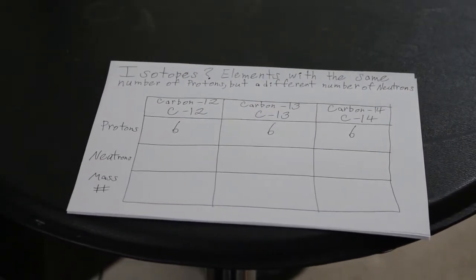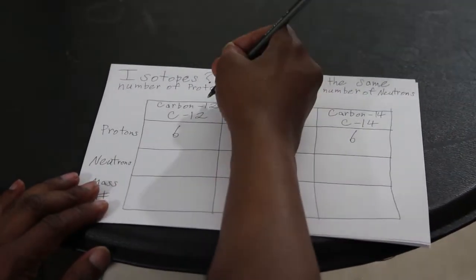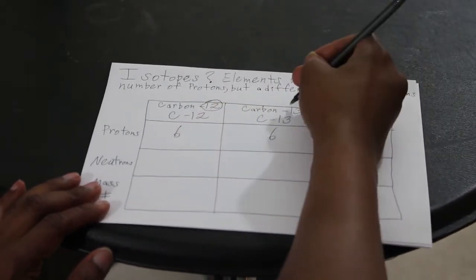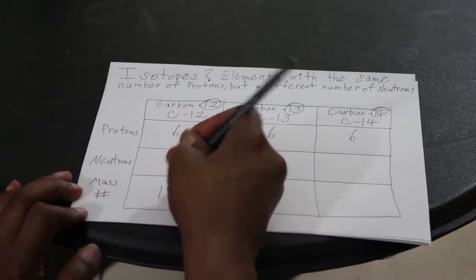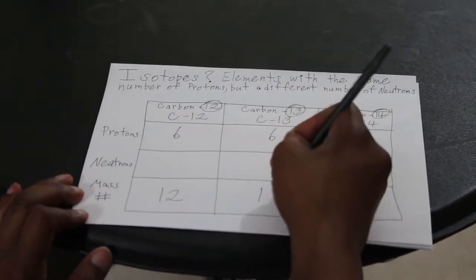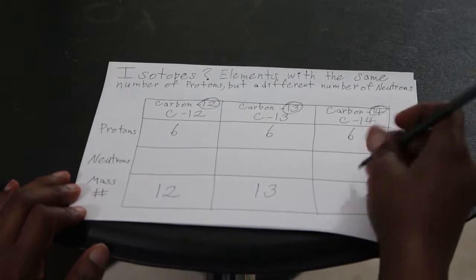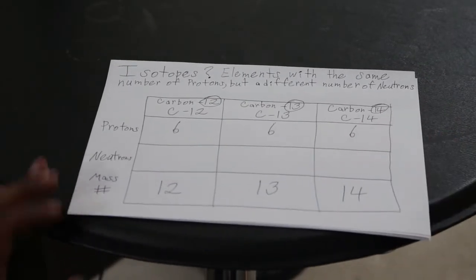Now, our mass number is actually easy because this number behind the word or the symbol represents the mass number. So for carbon 12, mass number is 12, carbon 13 is 13, and then carbon 14 is 14.